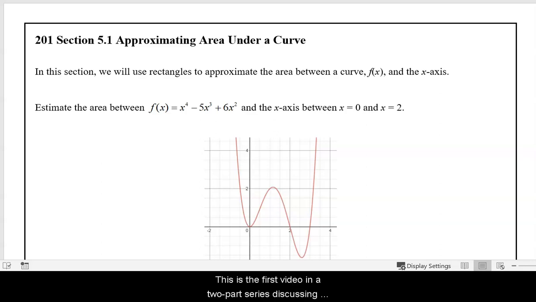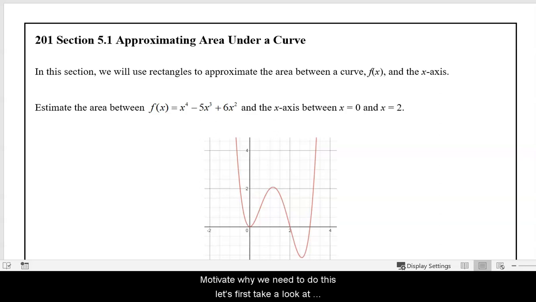This is the first video in a two-part series discussing how to approximate the area under a curve. This corresponds to section 5.1 out of the OpenStax Calculus textbook, volume 1. What we're going to discuss in the first video is mostly what's called summation notation or sigma notation.